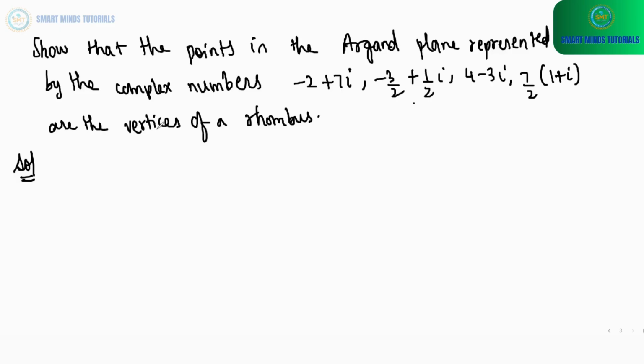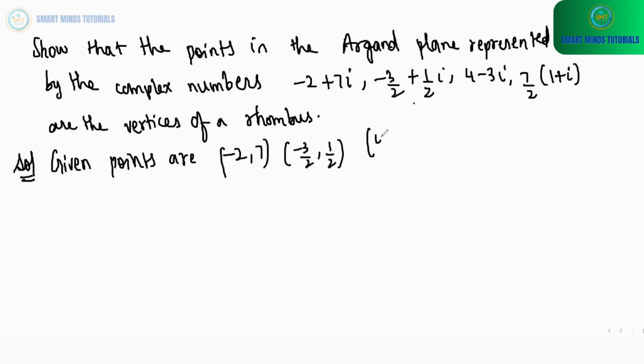Now you can see this is the next question. So 4 complex numbers are given to you. Let us convert them into coordinates. So first we will write the given points. Given points are (minus 2, 7), (minus 3 by 2, 1 by 2), (4, minus 3), (7 by 2, 7 by 2). If I multiply this into this, the real part is 7 by 2 and the imaginary part is also 7 by 2. So we got 4 points. Let us name them A, B, C and D.